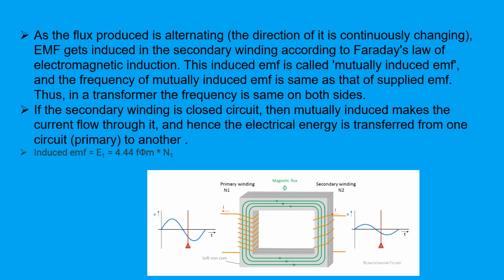The equation for the induced EMF in the primary winding is E1 = 4.44 f Φmax N1, where f is the constant frequency, Φmax is the maximum flux, and N1 is the number of turns. For the secondary, E2 = 4.44 f Φmax N2. The number of turns N1 and N2 depends upon the voltage. So when voltage is increased or decreased, N1/N2 = V1/V2 = I2/I1. So that is the equation. This is the working principle of the transformer.